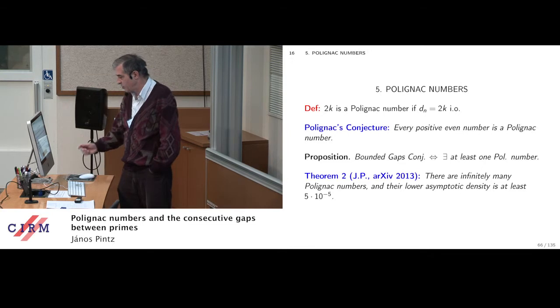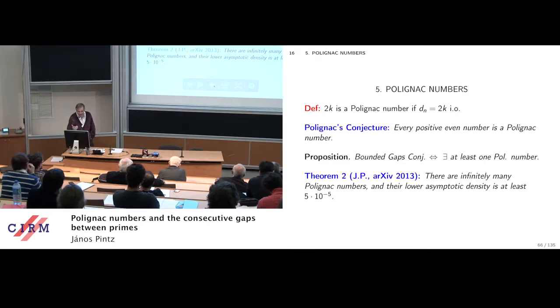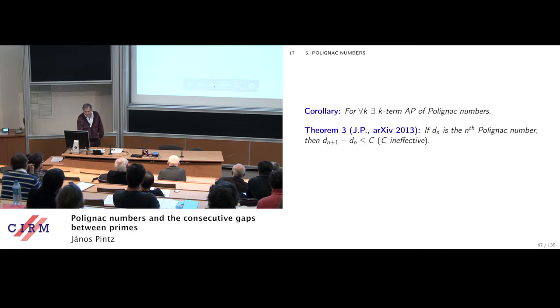which is supposed to be 1/2, we get something like 5 times 10 to the minus 5. And this means that they form a set of positive density, so there are arbitrarily long arithmetic progressions of Polignac numbers. And I proved still another result, that we have bounded differences between consecutive Polignac numbers, not only infinitely often, which would follow from the positive density, but always. Unfortunately, the C is ineffective here.